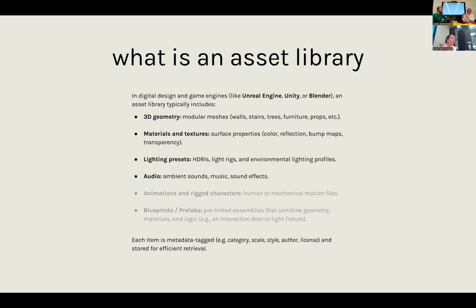There can also be audio. I don't know if you're going to use that. There can also be animations or rigged characters, and also blueprints and prefabs, the way that things interact with one another. You can have rules embedded in your asset library. Okay? And each item is usually embedded with some kind of metadata or tags. And this allows you to retrieve things. It allows you to search for them. So when you look at existing asset libraries, they will have a lot of that metadata.